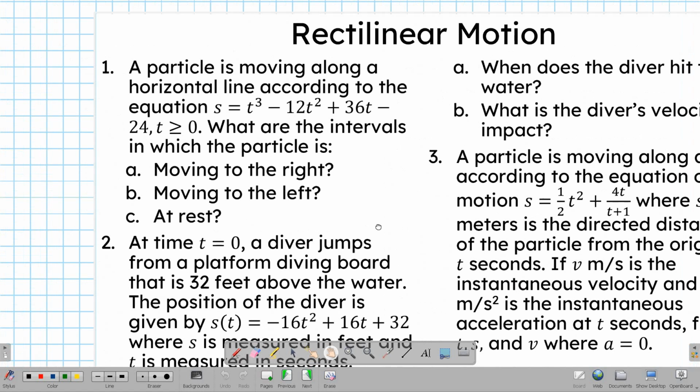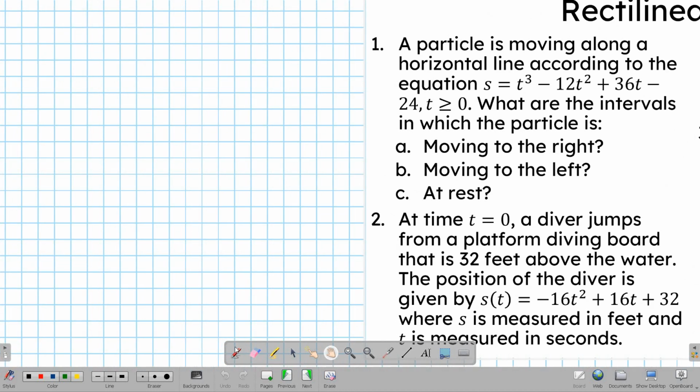So we have number 1 here. We have a particle moving along a horizontal line. A particle is moving along the horizontal line according to the equation s is equal to t cubed minus 12t squared plus 36t minus 24, given that t is greater than or equal to 0, since we're considering t as time. What are the intervals in which the particle is moving to the right, moving to the left, and at rest?